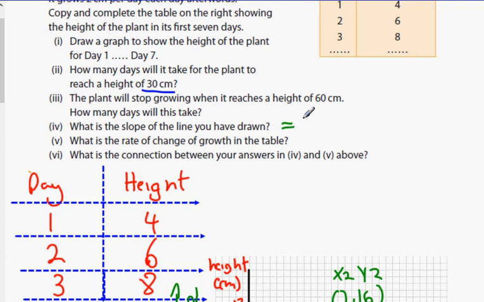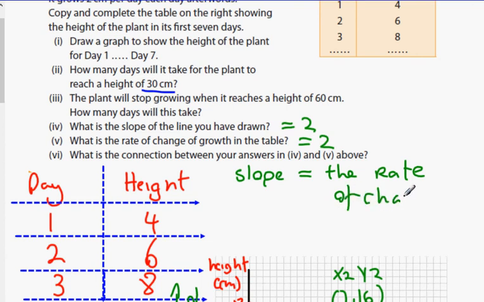What's the slope of the line you drew? 2. What is the rate of change of the growth in the table? It's 2. What's the connection between your answer in 4 and 5? The slope equals the rate of change. That's the key thing to remember. Slope equals the rate of change.